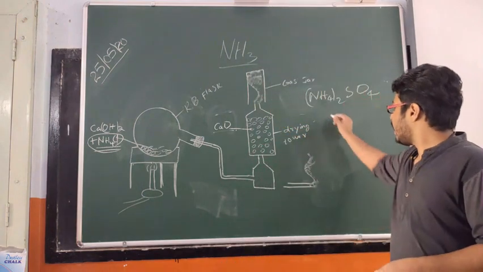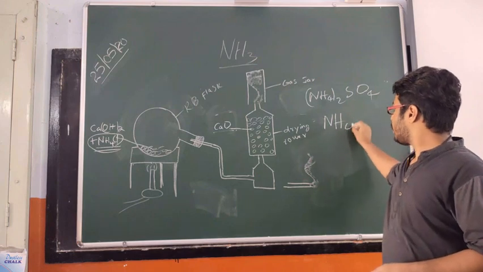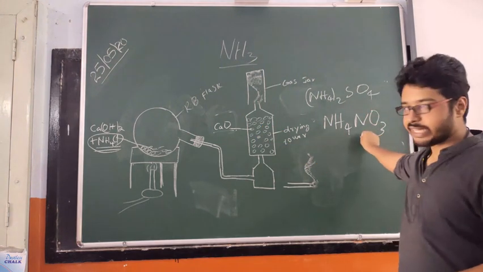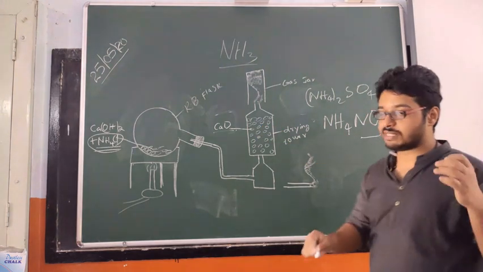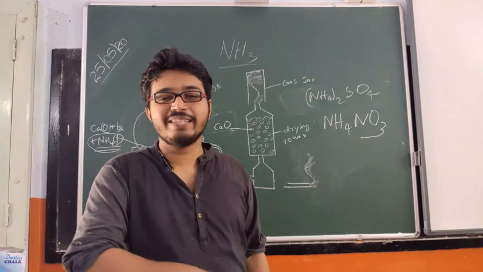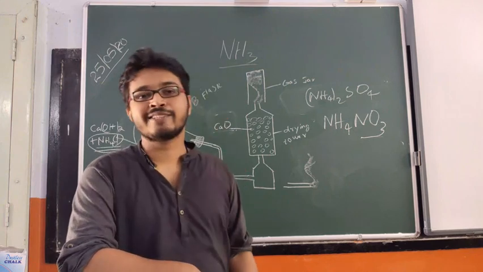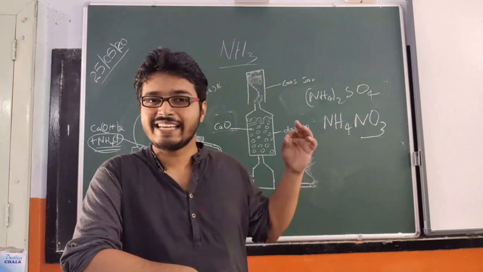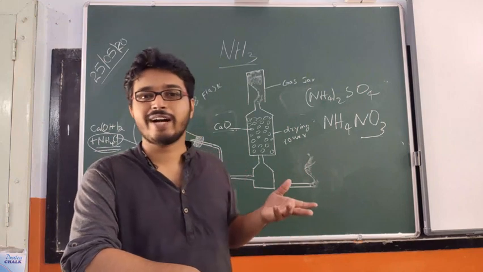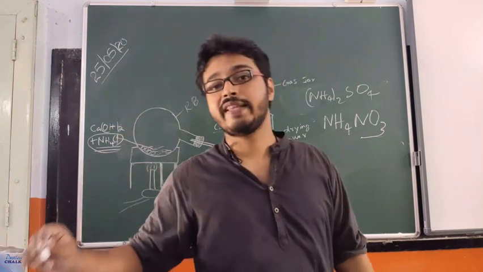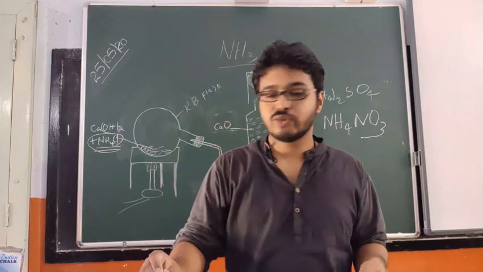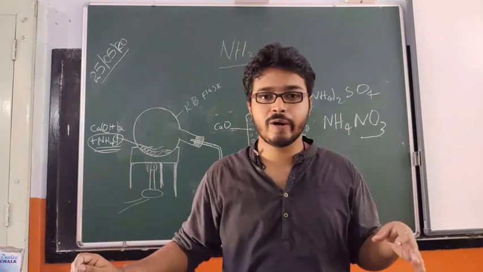Now the other option that we have is ammonium nitrate. So ammonium chloride, ammonium sulfate and ammonium nitrate. The last one, ammonium nitrate, has a major problem. It is an explosive. If you are just heating it, it will explode. So you can expect what will happen if you are heating at high temperature along with calcium hydroxide. Instead of ammonia, you will get an explosion. So to avoid that, we are only using ammonium chloride.